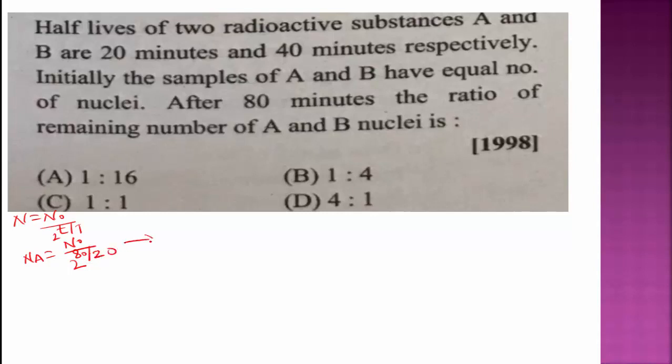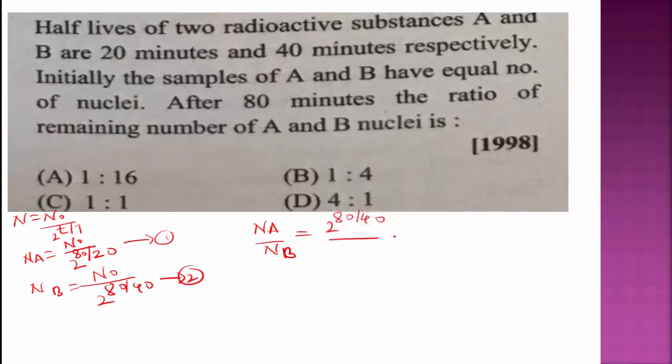AT divided by 20, this is equation number 1. For the substance B, that is N naught divided by 2 to the power of AT divided by 40, this is equation number 2. From using these two equations, the ratio of these two radioactive substances, that is Na divided by Nb, is equal to 2 to the power of At divided by 40 whole divided by 2 to the power of At divided by 20.